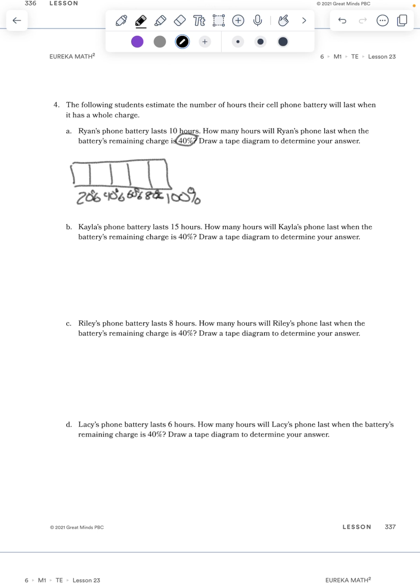And so what are we doing? We know that the whole thing lasts 10 hours, so if it's fully charged, it's going to be 10. Again, we're splitting that into 5 equal pieces, so in this case, we're counting by 2. So 2, 4, 6, 8. This is the hours, and this is the percent. And so 40% would be 2 and 2, which is 4. So Ryan's battery will last 4 hours.